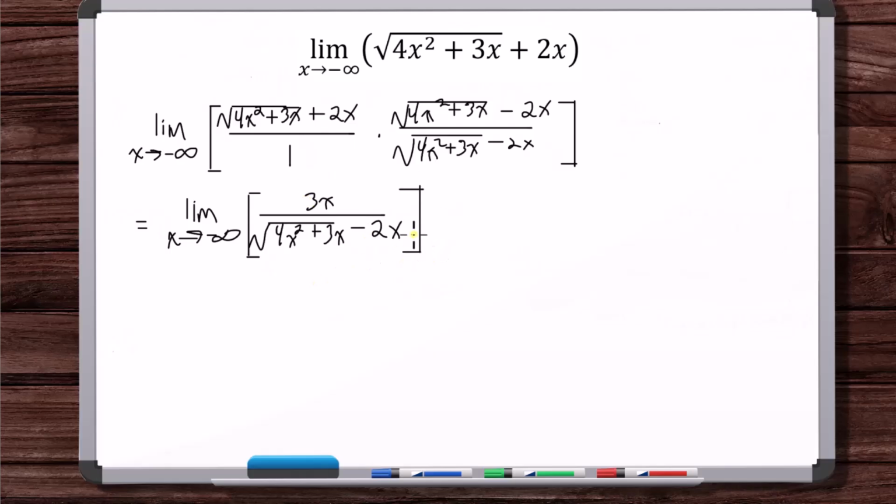But we've put this into a form that we can work with because we can divide the numerator and denominator by x to the order of the denominator, so x to the first. But now we've got x going to negative infinity, so we need to be careful.